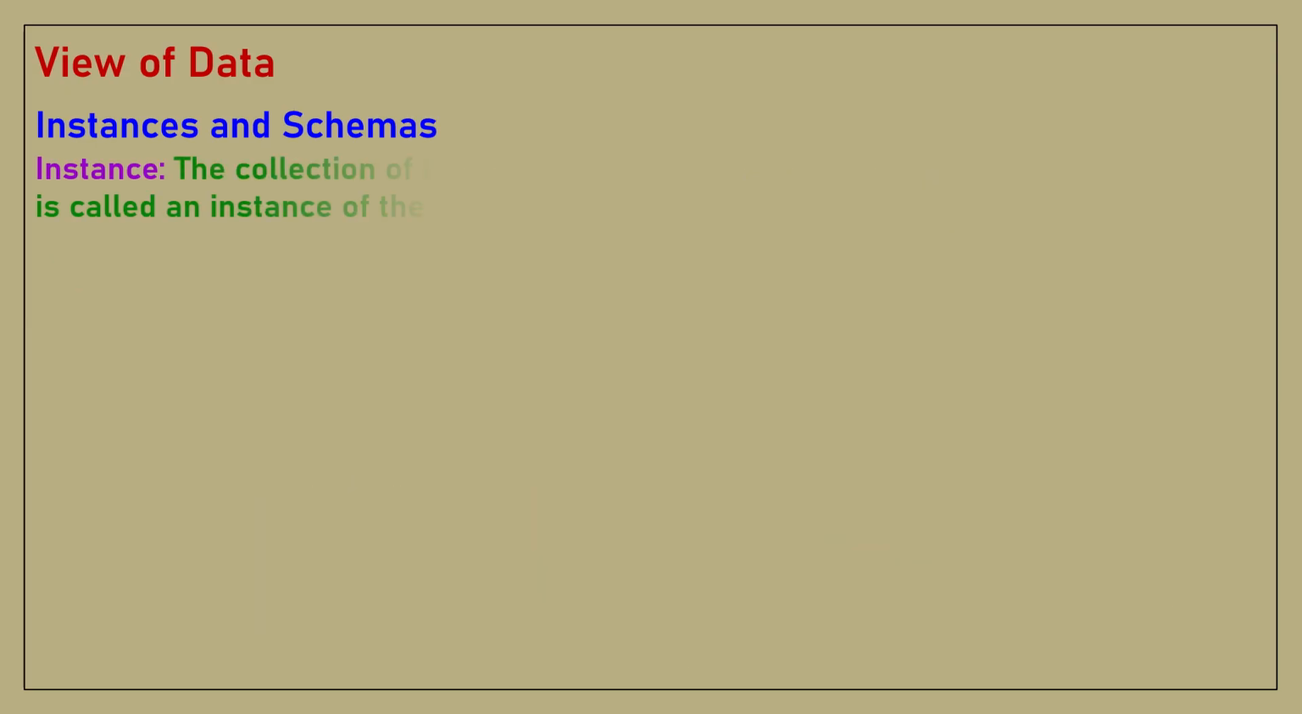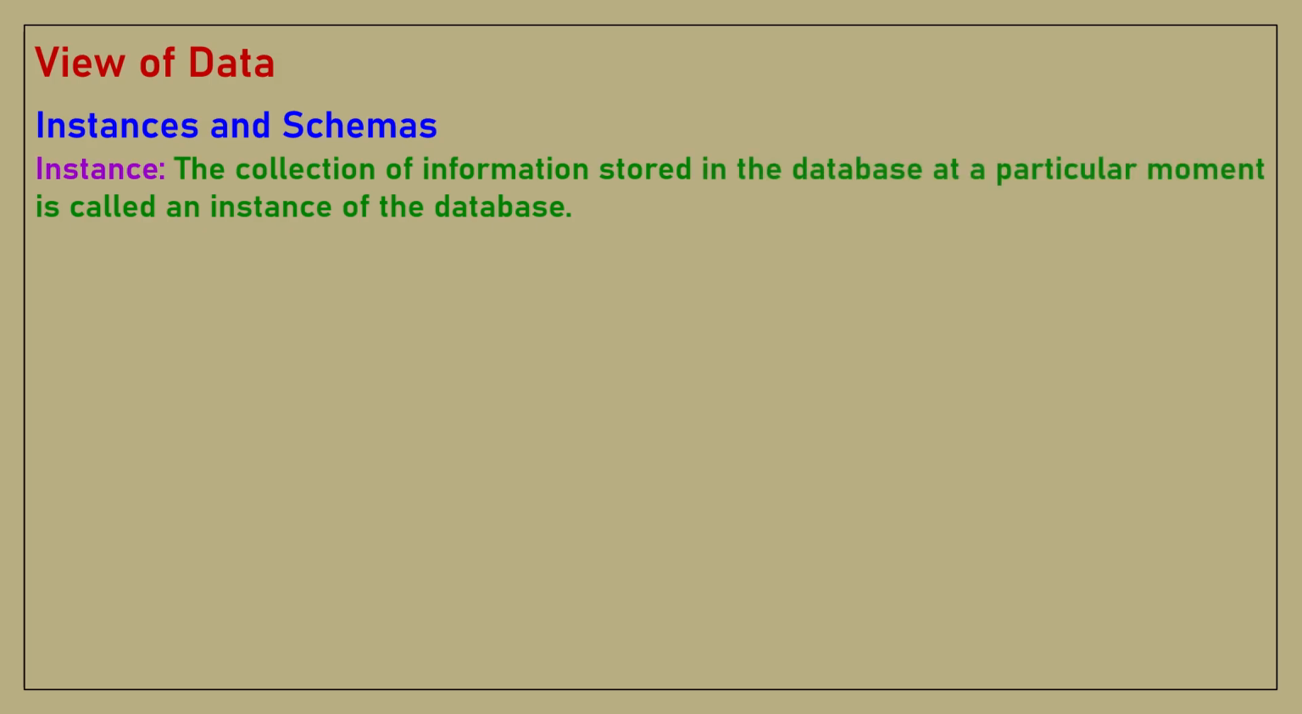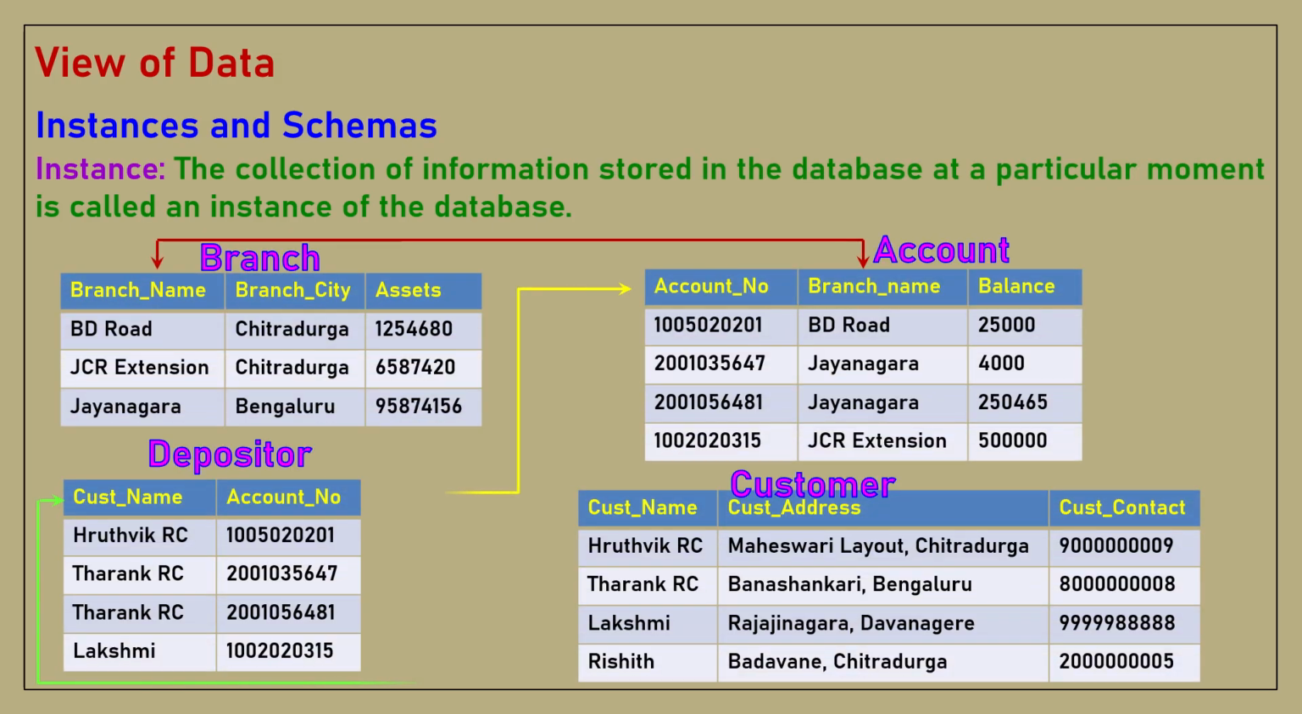Instance. The collection of information stored in the database at a particular moment is called an instance of the database. Below is example of an instance. Instance contains snapshot of data at particular moment.